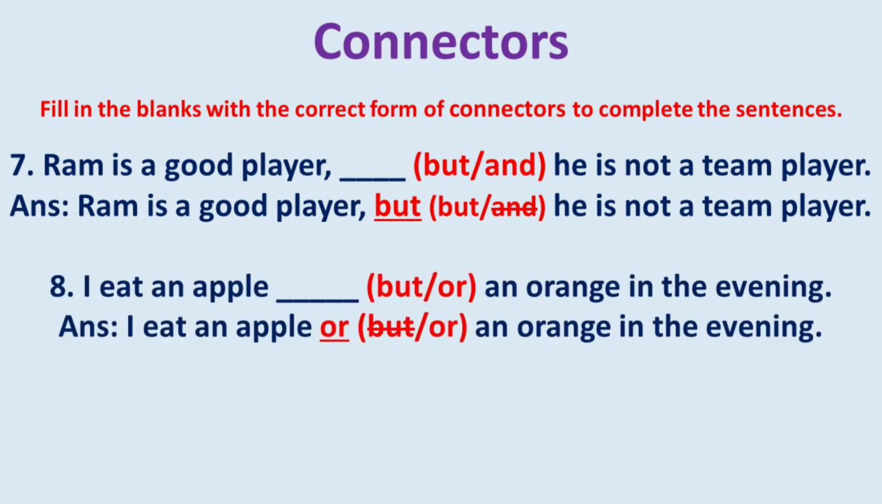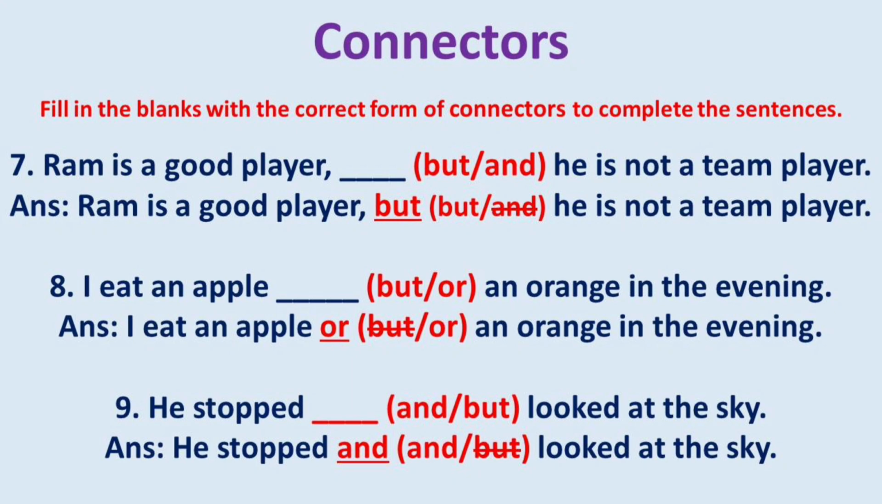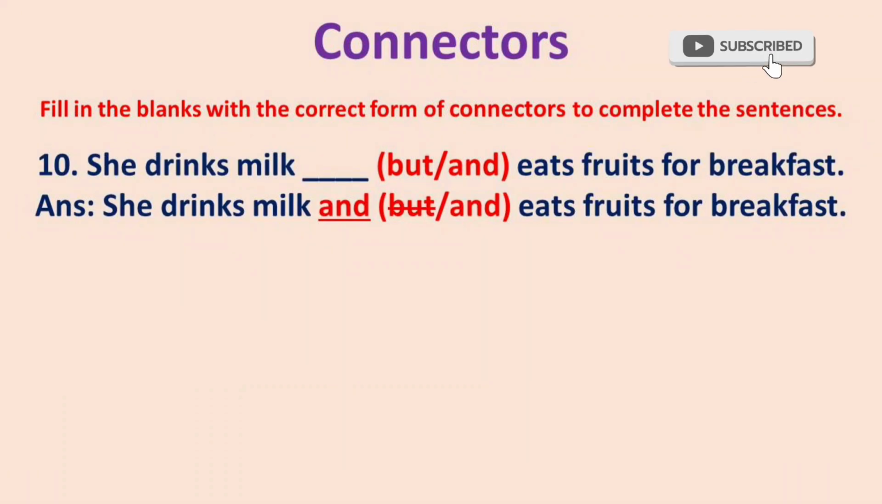8. I eat an apple dash, but or an orange in the evening. The answer is, I eat an apple or an orange in the evening. 9. He stopped dash, and but looked at the sky. The answer is, he stopped and looked at the sky. 10. She drinks milk dash, but or and eats fruits for breakfast. The answer is, she drinks milk and eats fruits for breakfast.